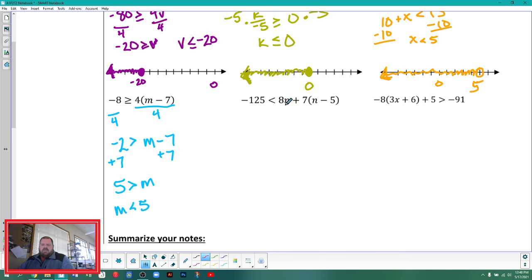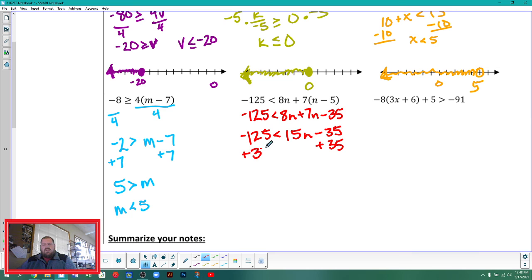On the next one here, I've got to distribute because I've got to combine like terms, it looks like. So I'm going to rewrite this part, rewrite the 8n, distribute, and there we go. Now I've got negative 125 is less than 15n minus 35. If I add 35 to both sides, this left side is going to become negative 90, and that's going to be less than 15n.